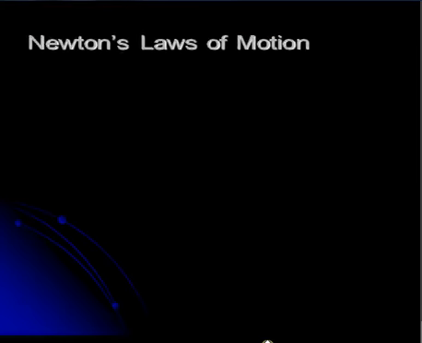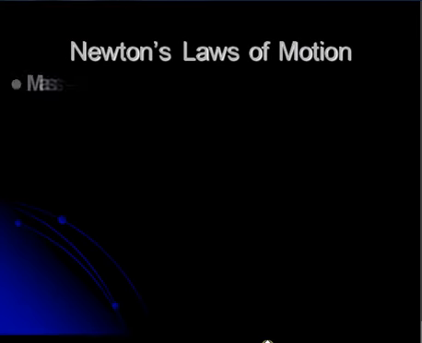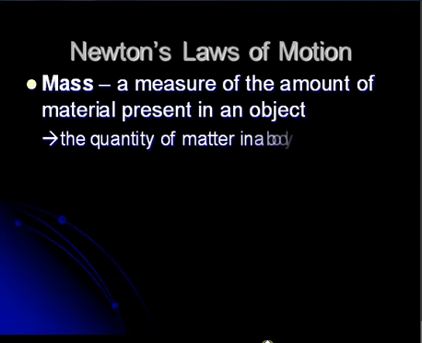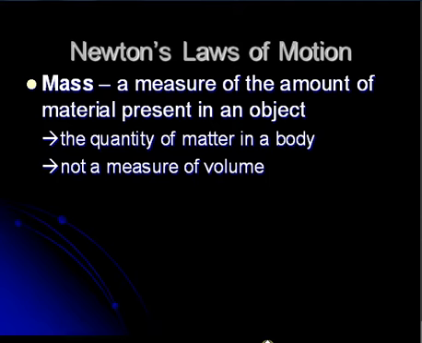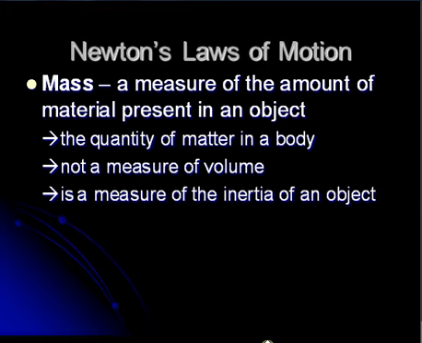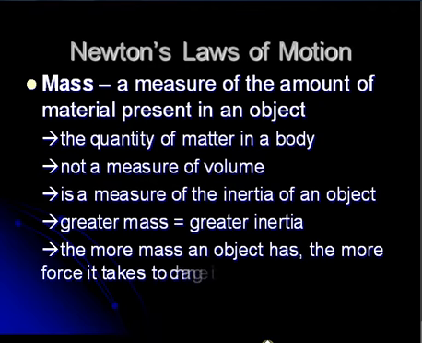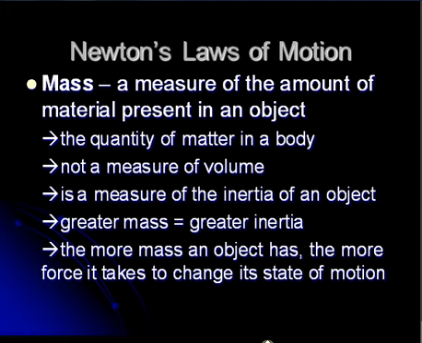That's kind of obvious to us, but this all comes from the idea of mass, which is a measure of the amount of material present in an object. It is the quantity of matter in a body. It is not a measure of volume, so it's not a matter of how big something is. It's about how much matter is packed into it. And it is also kind of a measure of the inertia of an object, which is to say greater mass equals greater inertia. Less mass means less inertia. And the more mass an object has, the more force it takes to change its state of motion.